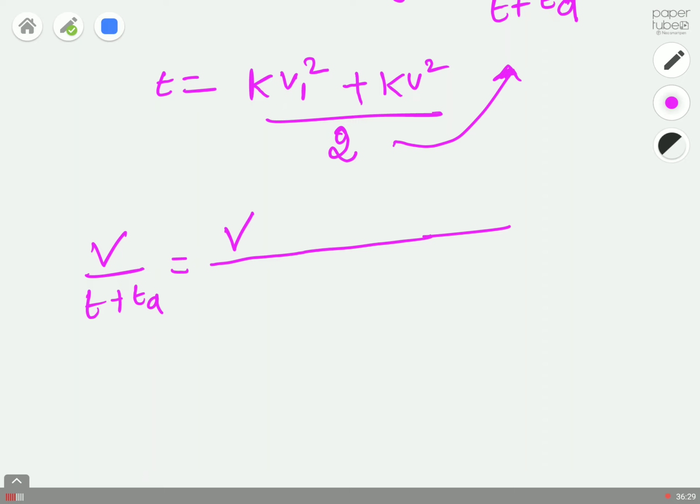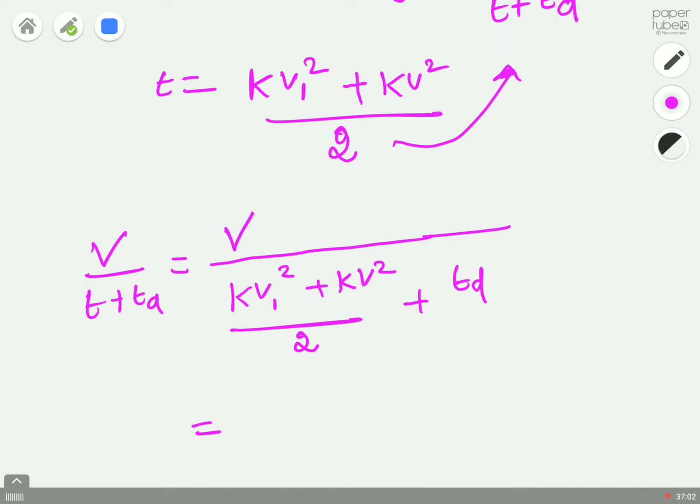So this part you have to do in the exam. If I ask some problem like this, I will give only the formula of the filtration theory. You have to come up with this calculation. You have to do these calculations, so that's why you have to practice at home. So V by T plus TD. So T is equal to kV1 square plus kV square divided by 2, plus TD.